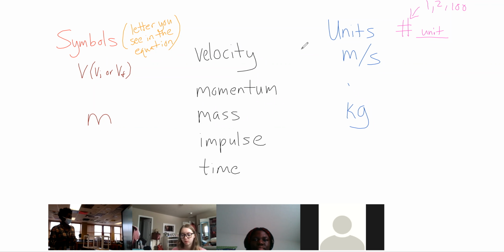Time will be T. Is that a symbol or a unit? Symbol. All right, very nice.